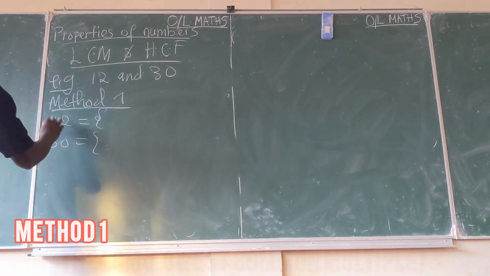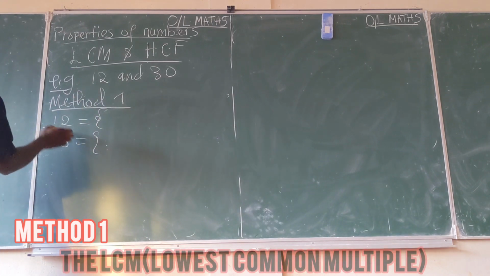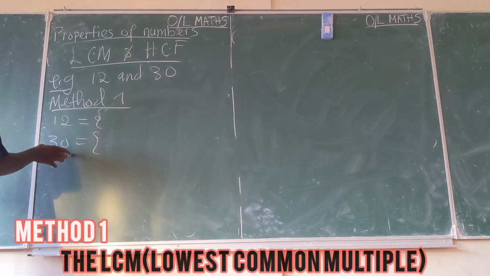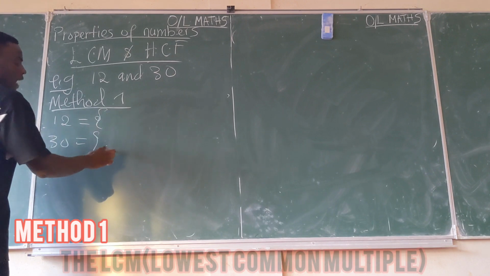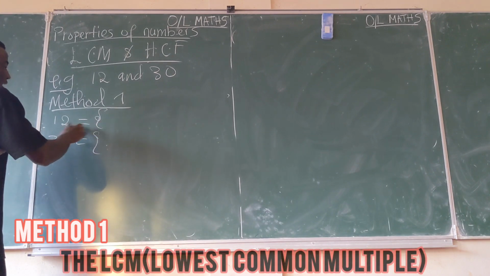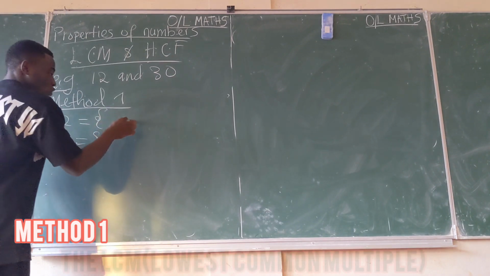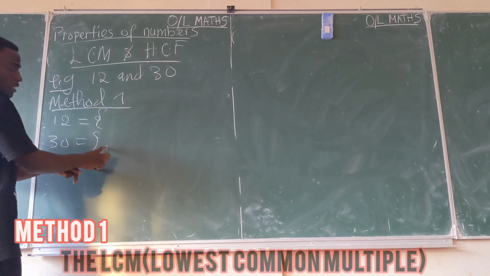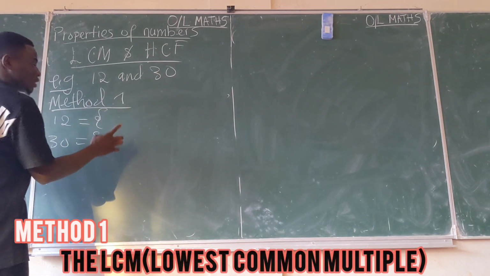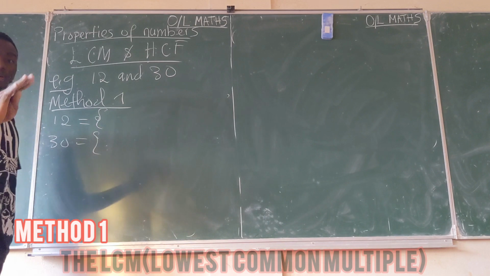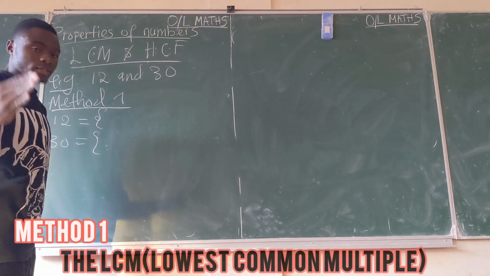I repeat again. The very first step using this method is that you are going to write the multiples of the numbers 12 and 30 at the same time. And at the point where a number, let's say in this set, shows up that had already repeated in this set, or if a number shows up here that had already repeated here, you stop and that becomes the LCM.